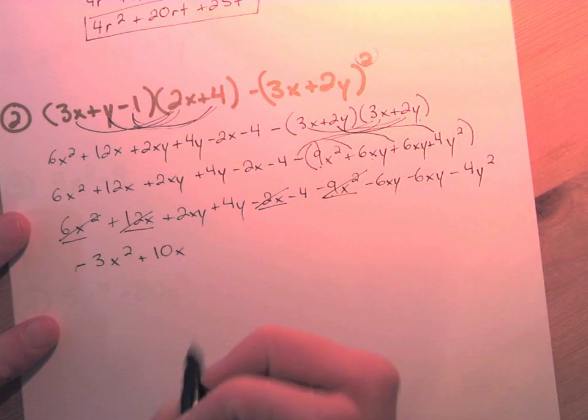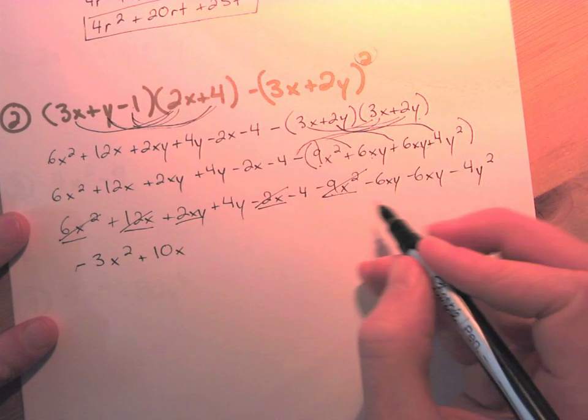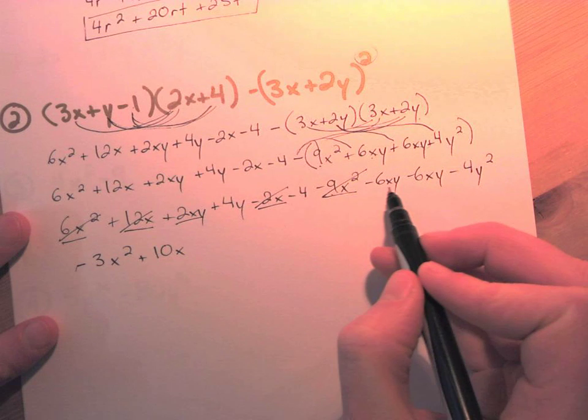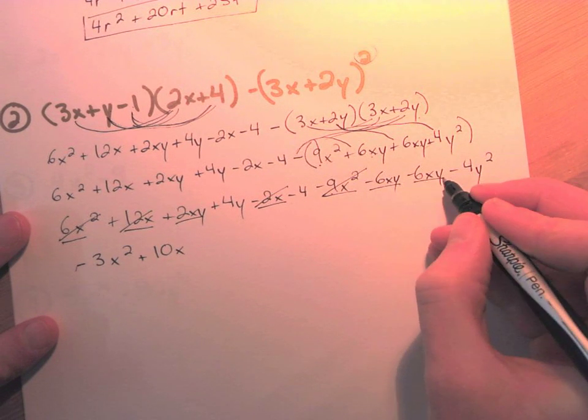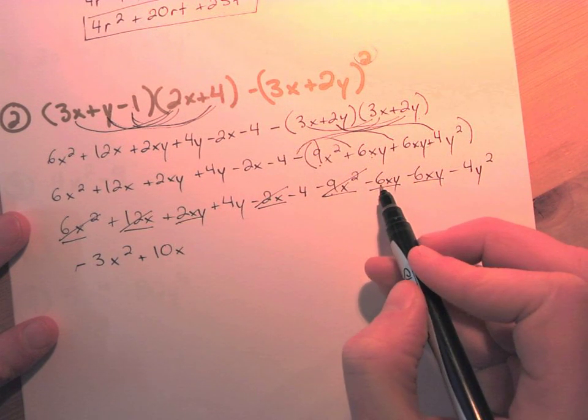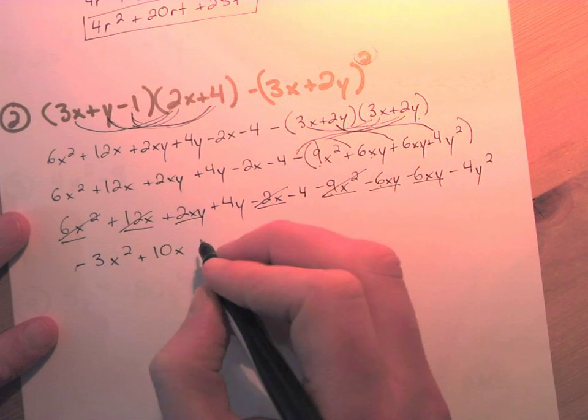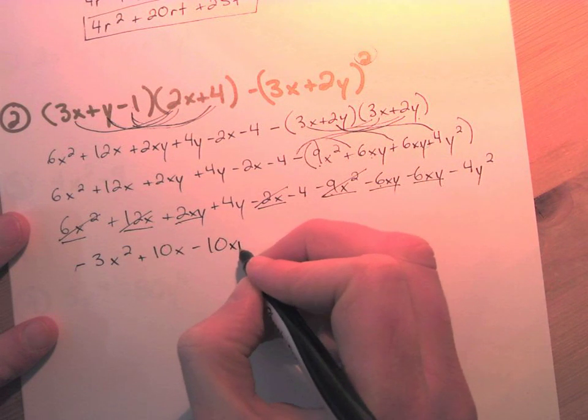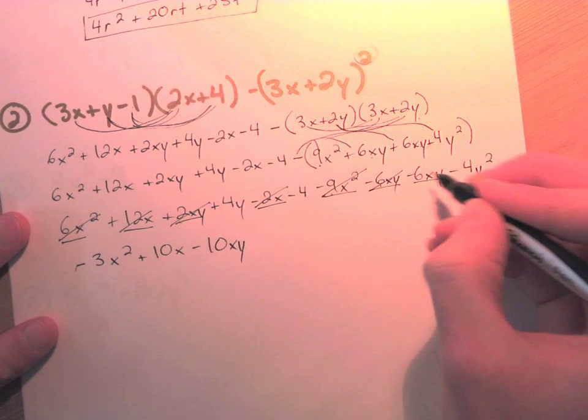Okay, next one we have 2xy. Any more xy's or yx's? Yeah, there's one here and one there. So what's 2 minus 6 minus 6? That's negative 10xy. Those are dealt with.